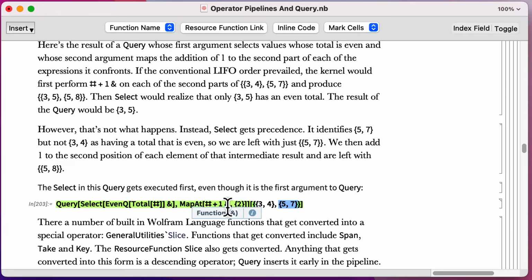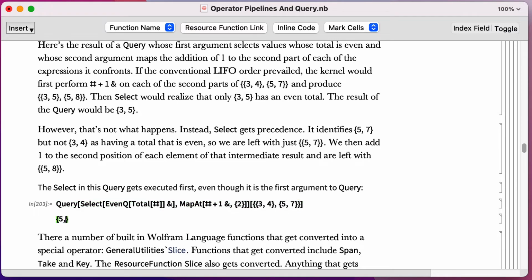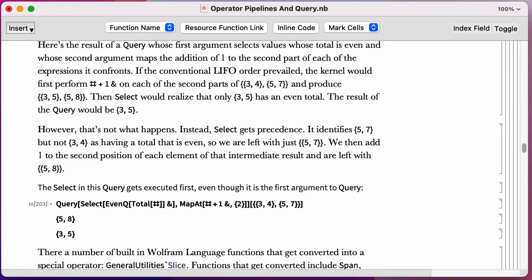And then we would add 1 to the second element of that, and so we would get out 5 and 8. So that's one candidate. If we don't do it in LIFO order, we do it in not LIFO order. But what if we do it in LIFO order? Well, we add 1 to each one at the second level, and so that would get us 3, 5, and 5, 8. And now, which of those totals are even? It would be the one that's 3, 5. And so that's our other candidate solution.